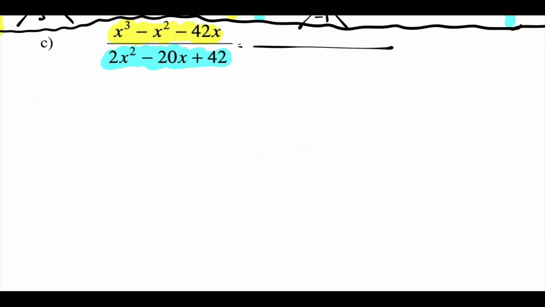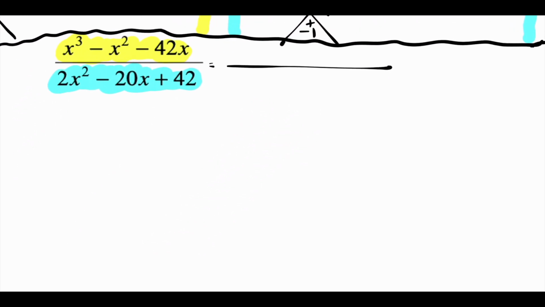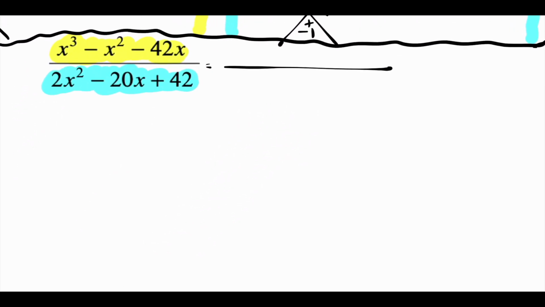GCFs. Yeah, they have GCFs. The guys before didn't. So if they have GCFs, let's do that first. So the first guy, what can I divide all of them by? X, right? X to the first power. So that GCF always goes in front. That's x squared minus x minus 42.